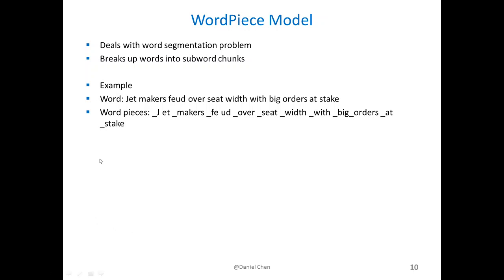So, for instance, for this example, we have "jet makers feud over seat width with big orders at stake." But then it breaks it up, so you have this underscore, which basically tells it it's a space, or the beginning of "jet," and then you get the underscore again, of "makers," "feud," "over," "seat," "width," "with," "big," "orders," "at," "stake." Essentially, there's a model that you can specify how many chunks you want, and it'll make it.